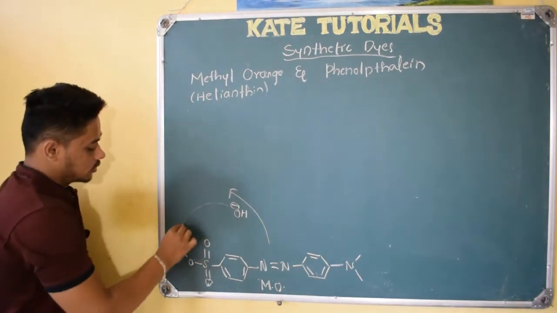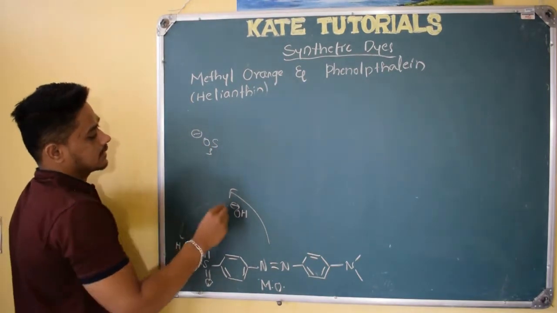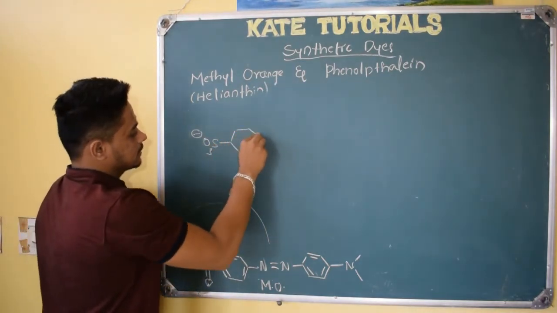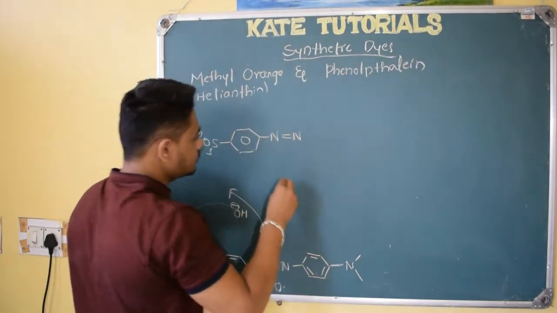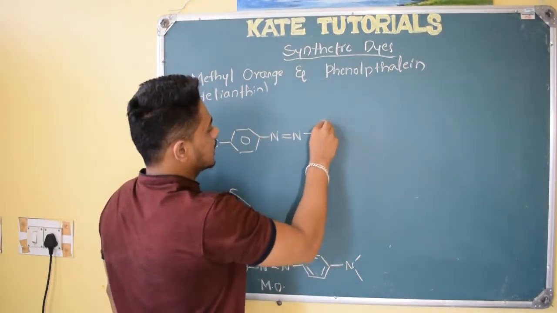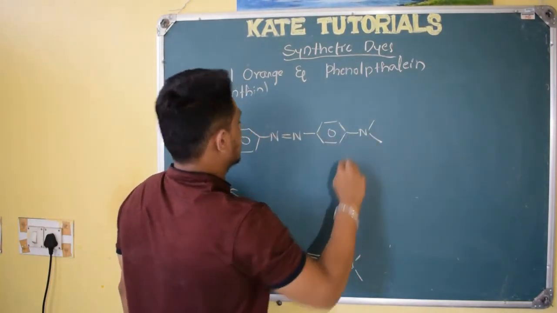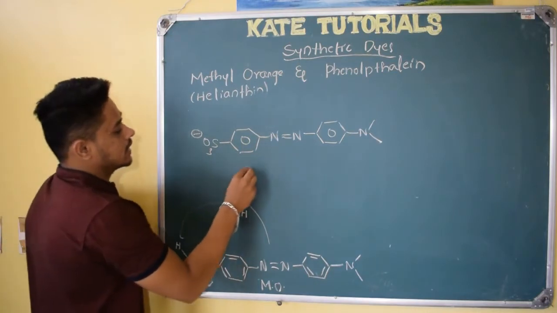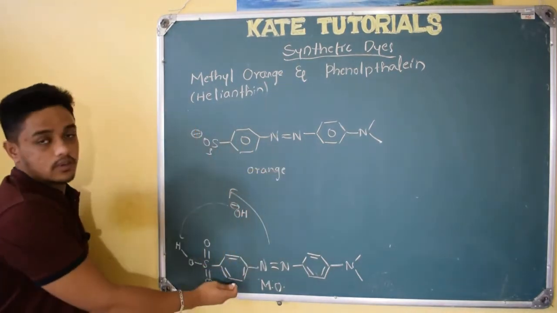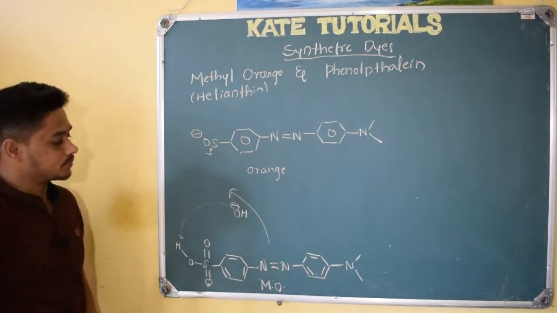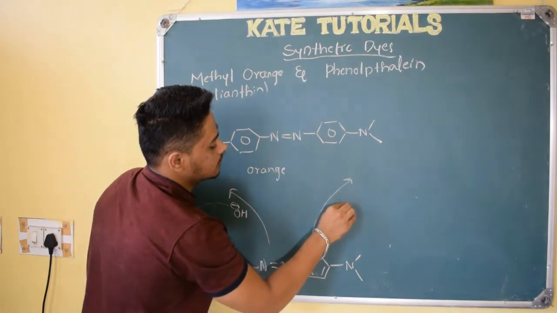So if I remove this H, I will get a structure like this: SO3 minus and other things as it is, benzene ring here, azo group, diazo group, and here I will get this thing, right? So this color, if you see, is also orange because only H is removed. It was orange, it is also orange. What happens if I treat this with acid, right?